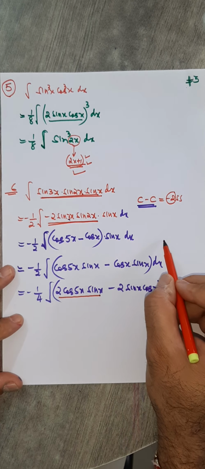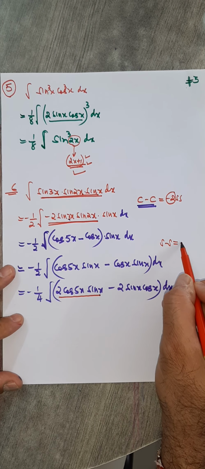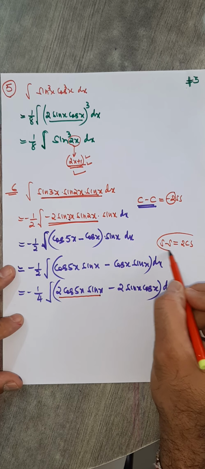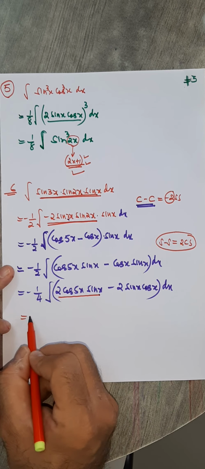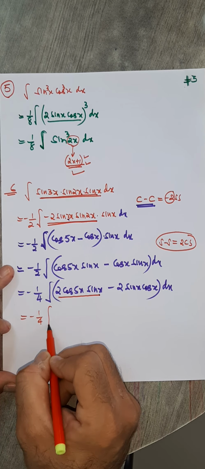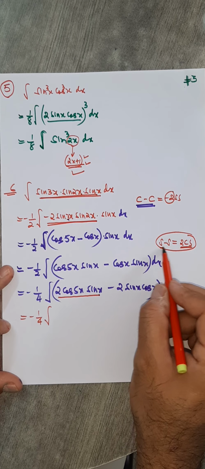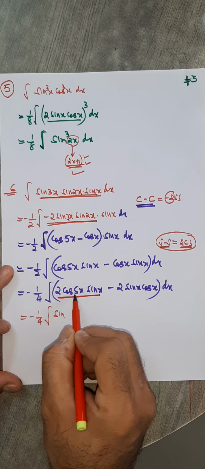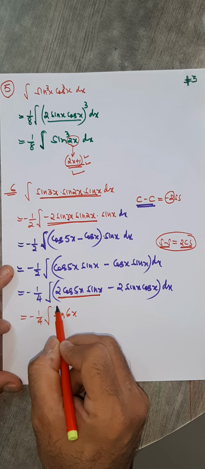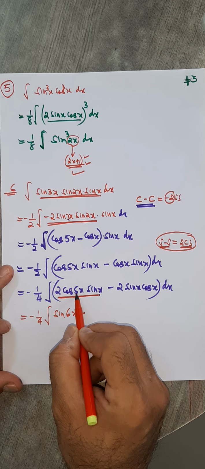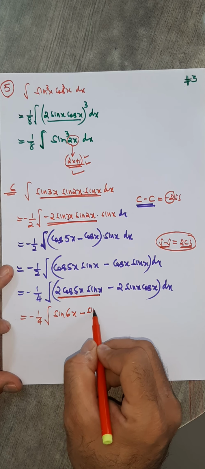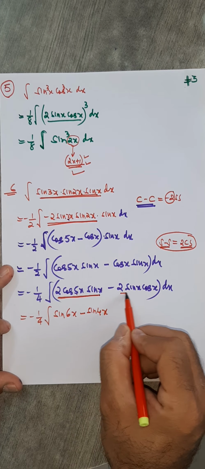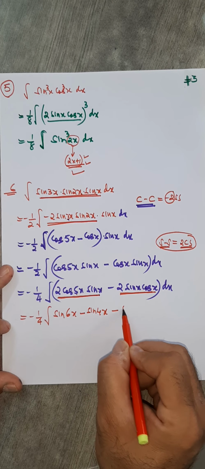What is 2 cos sin? If you remember, it is sin of the sum minus sin of the difference. So minus 1 upon 4 here. You have 2 cos sin, so the answer is sine this plus this, which is 6x, minus sine this minus this, which is sine 4x. You know 2 sine x cos x is sine 2x.